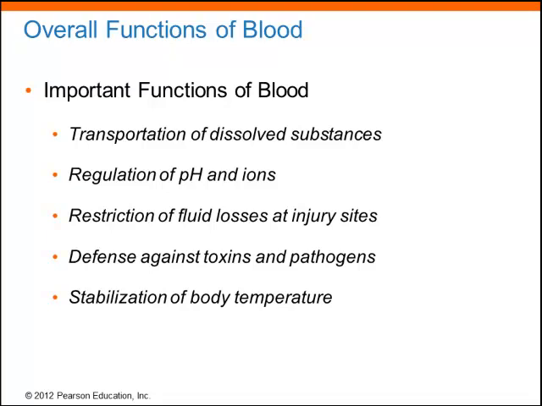One of the blood-specific functions is restriction of fluid loss at injury, in other words, blood clotting. Defense against toxins and pathogens is due to the immune system, so we'll look at most of the details of that when we get to the immune chapter. However, white blood cells are such an important part of the blood that we're going to look at details of those in this chapter. And then obviously stabilizing the body temperature by dissipating heat from the body's surface.